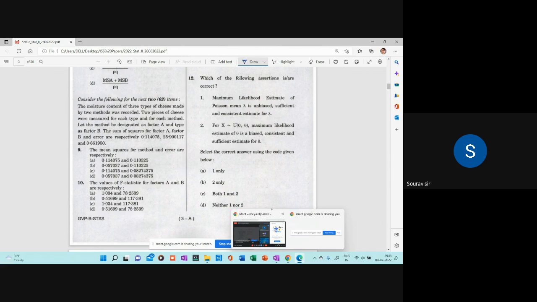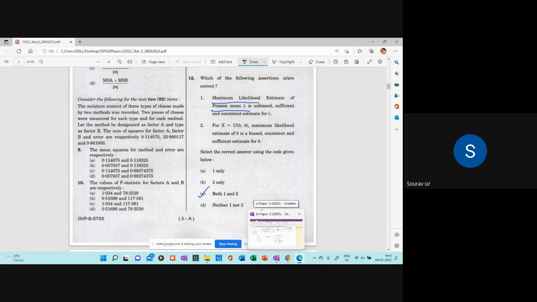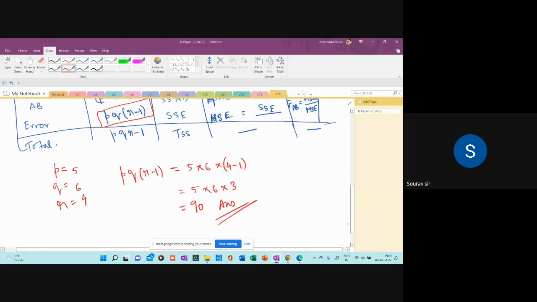So let's check the options one by one. As I know the answer, I will say both one and two are correct, but let's check it out. First we need to find, for the Poisson mean lambda, what is the MLE? We have to find this. So let's do this.